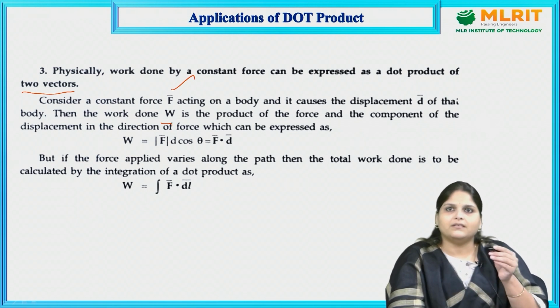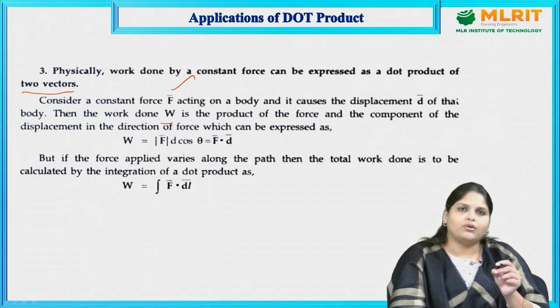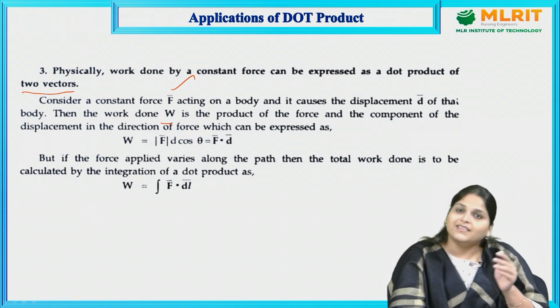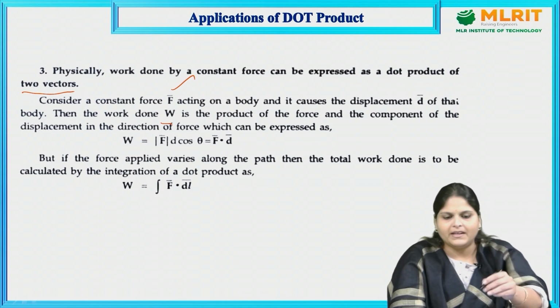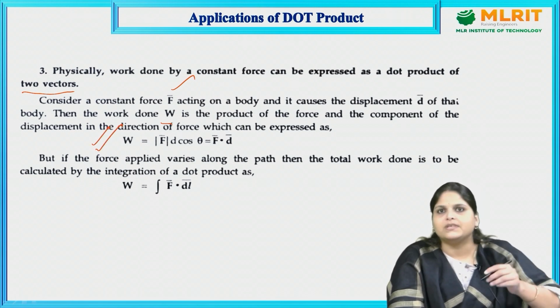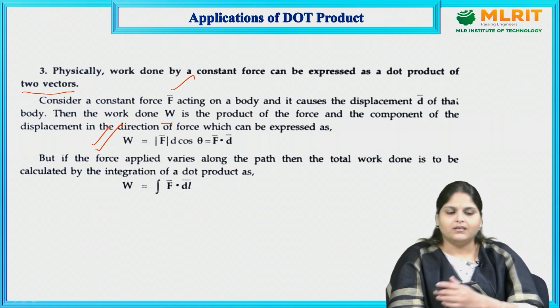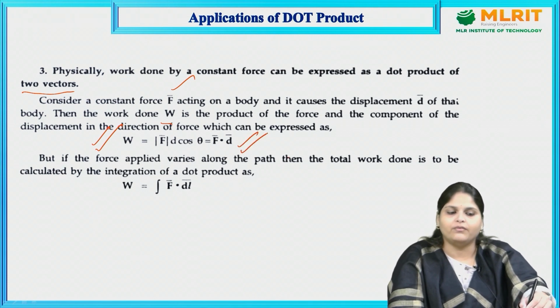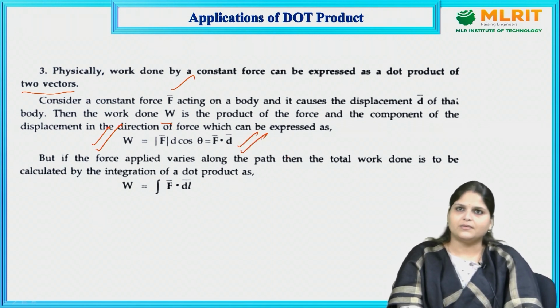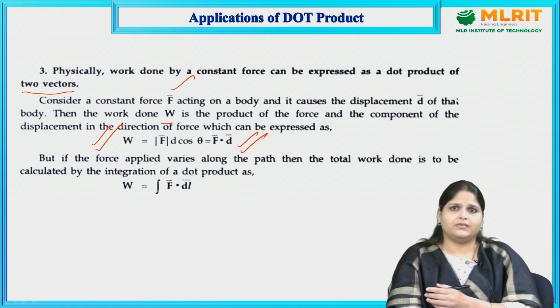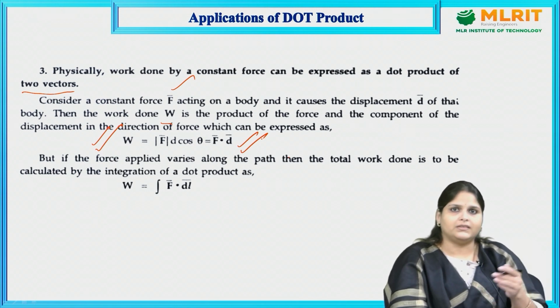So basically the work done W is the product of force and the component of displacement in the direction of force, and mathematically you can write it using this formula: F d cos theta, which is nothing but the dot product of force and displacement, right? Now, if this force is applied, it varies along the path, right?